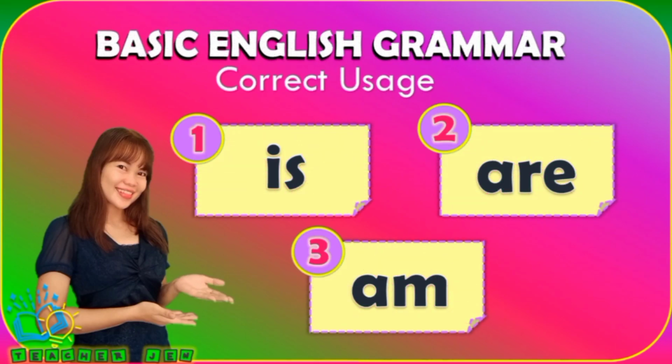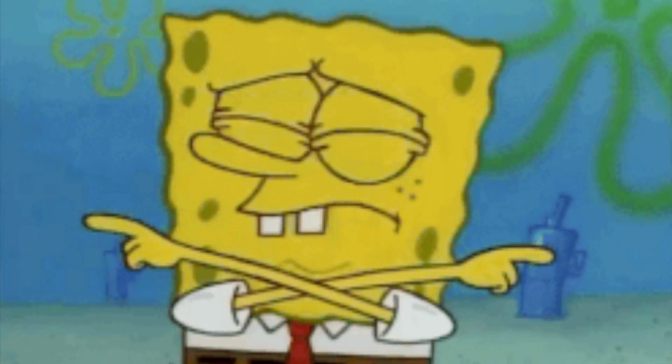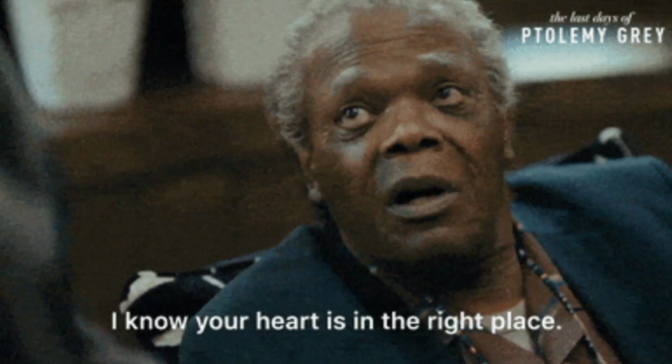In this video, you will learn about the basic English grammar. The correct usage of the be verbs is, are, and am. Have you ever felt embarrassed by your English grammar? Are you confused about whether to use is, are, or am in your sentence? Well, if that's the case, you're in the right place. Let's go!